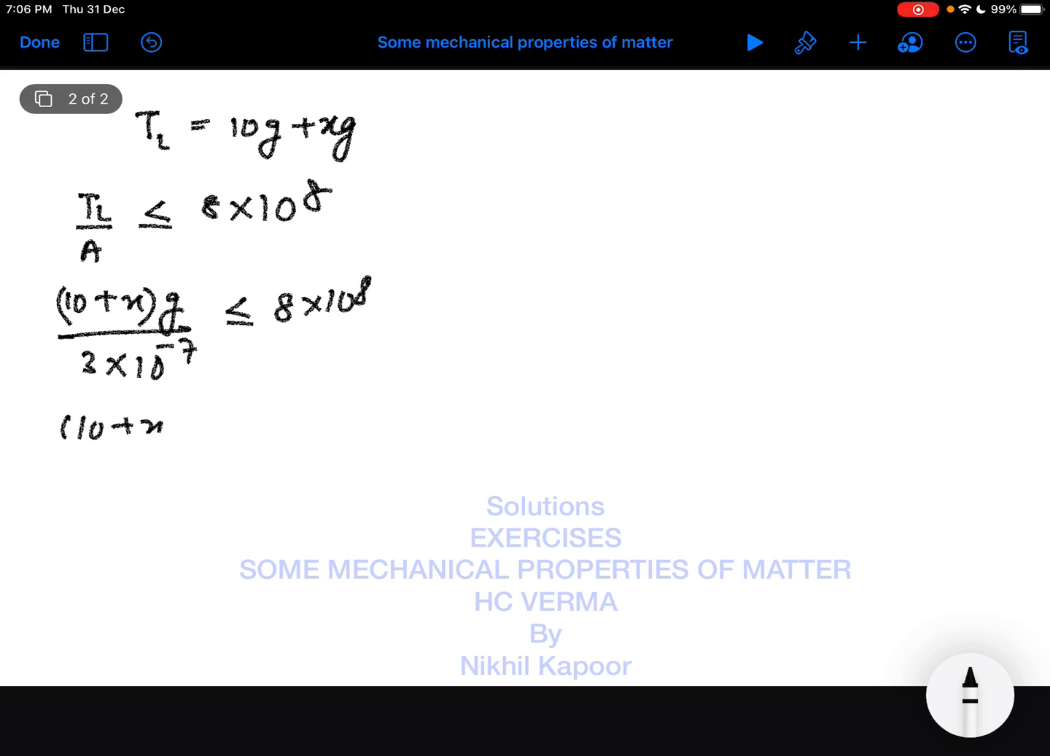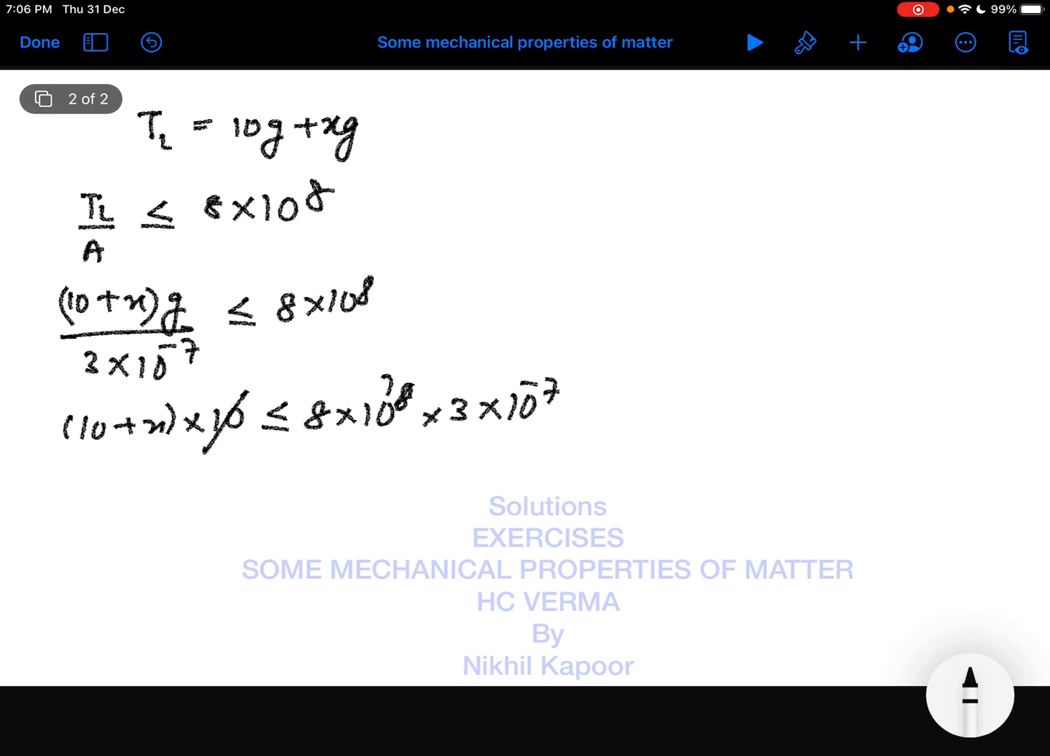So (10 plus x) into g, with g as 10, is less than or equal to 8 into 10 to the power 8 into 3 into 10 to the power minus 7. So the 10s cancel, the 10 to the power plus 7 and 10 to the power minus 7 get cancelled, and 8 threes are 24. So 10 plus x should be 24, so x should be less than or equal to 24 minus 10. So x should be less than or equal to 14.